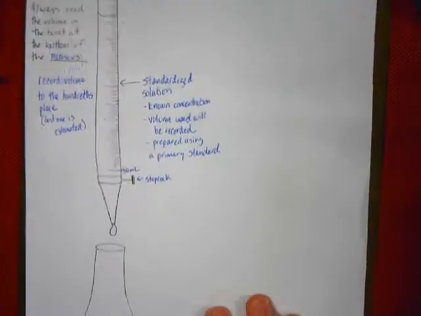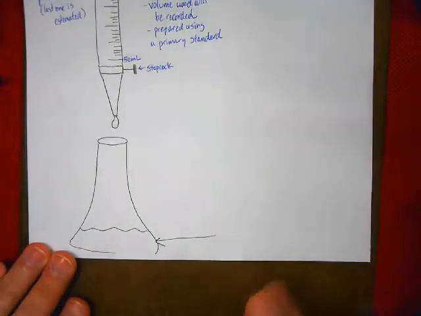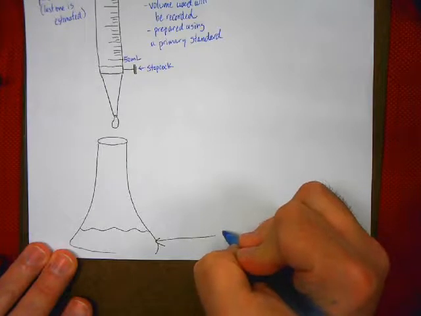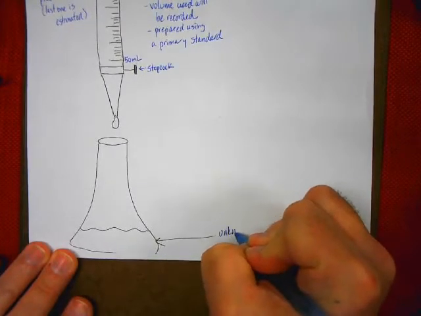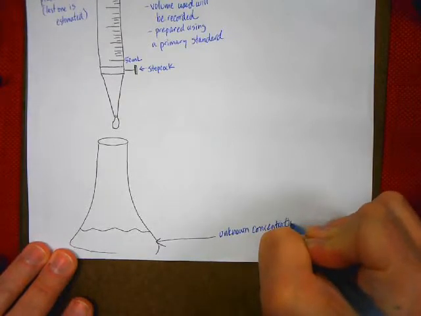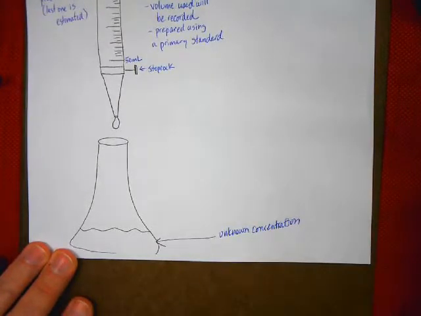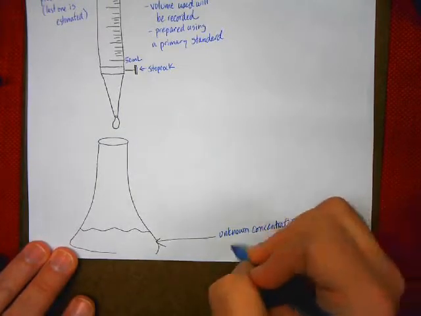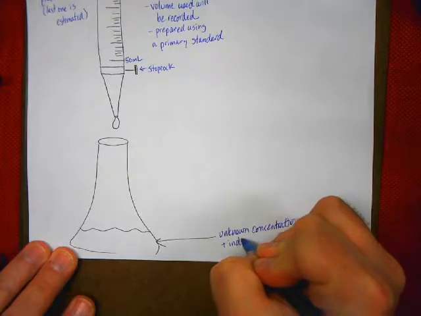So down here at the bottom in the Erlenmeyer flask, we're also going to have a substance. This is going to be unknown concentration. That's usually one of the goals of titration, is to determine the concentration of one of the reactants. So in a burette we have a known concentration, and we're going to have a volume once we know how much reacts with the solution in the unknown. We also have our indicator.